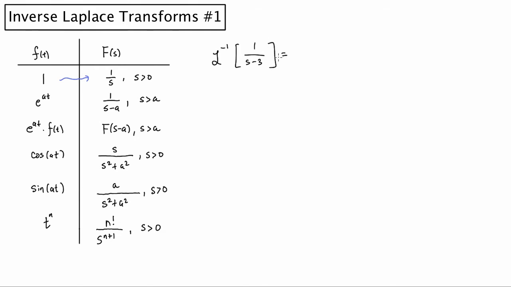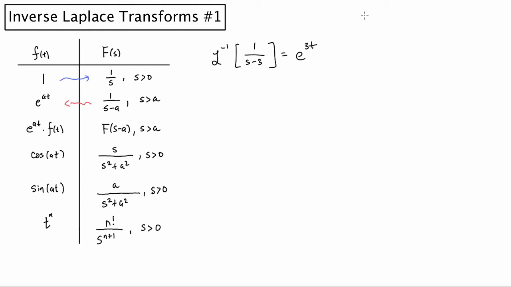Well, you can immediately see that the inverse transform would be going in the opposite direction here, and I recognize 1 over s minus 3 as being a equal to 3 for this formula, so that would imply that the inverse transform here is e to the 3t. That one's pretty easy because we have a value here that's nice to look at.